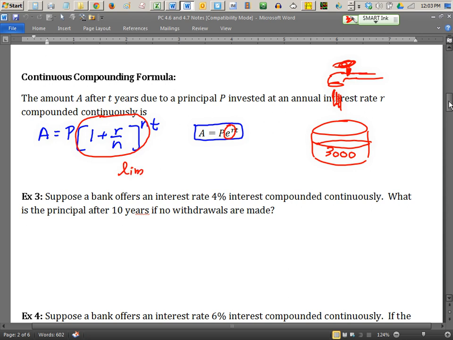But if you take n and you make it very, very large, namely all the way to infinity, 1 plus r over n to the n becomes e to the r, for reasons I can't explain right now. Okay? So this formula collapses into something actually a little simpler. I like to think of it as the shampoo formula, PERT. PERT makes shampoo. That's a company that makes shampoo. PERT plus shampoo. And it makes it easy for me to memorize the formula. A equals PERT.